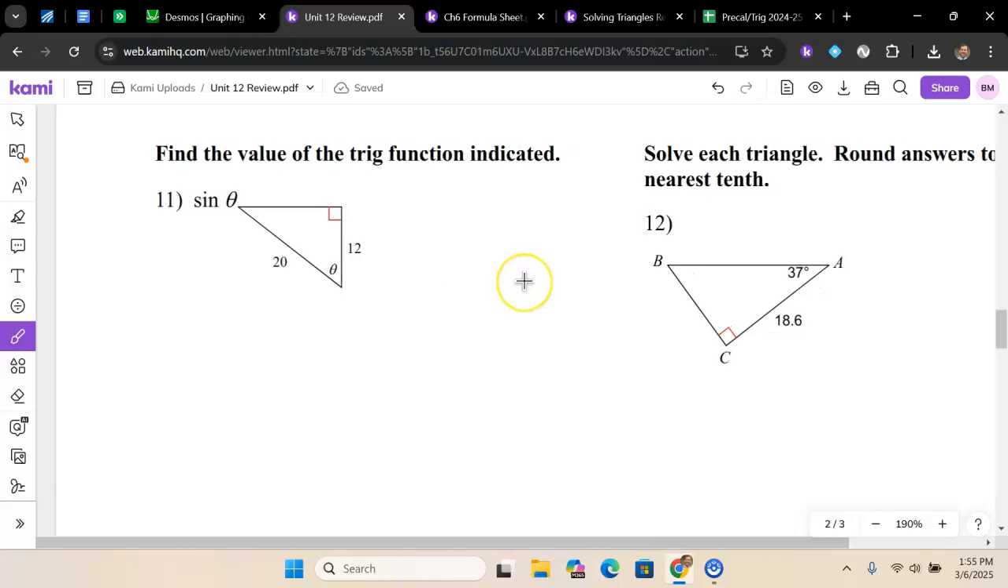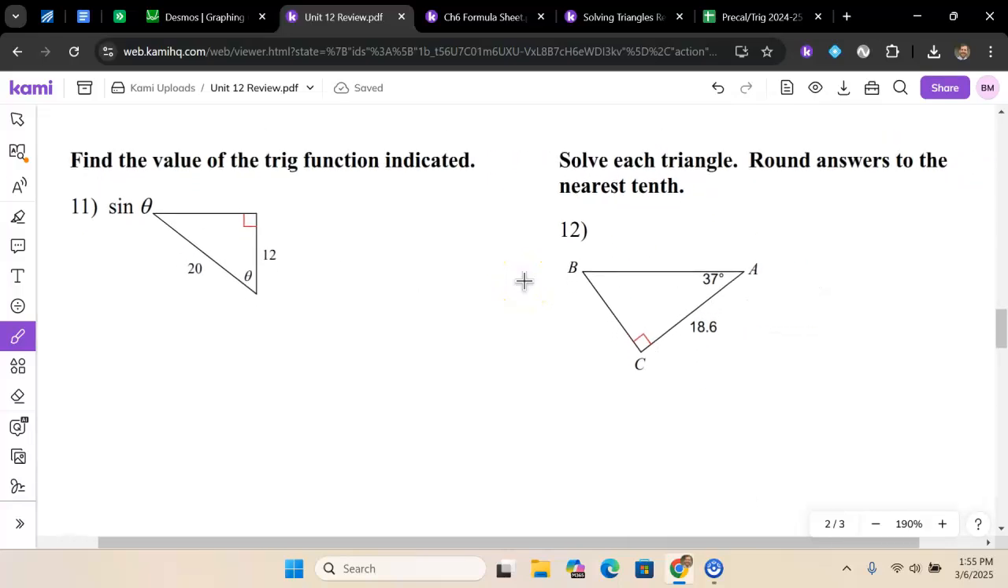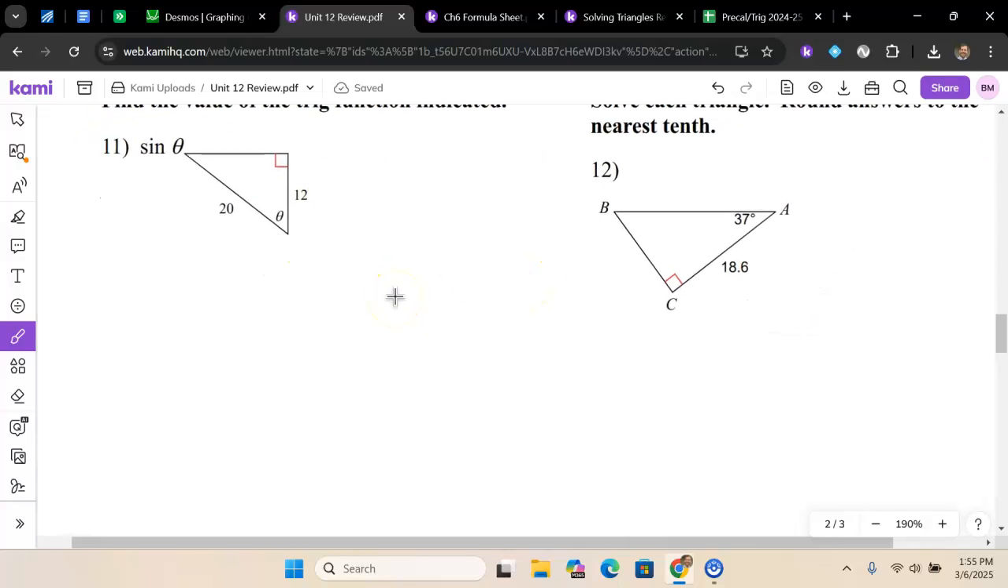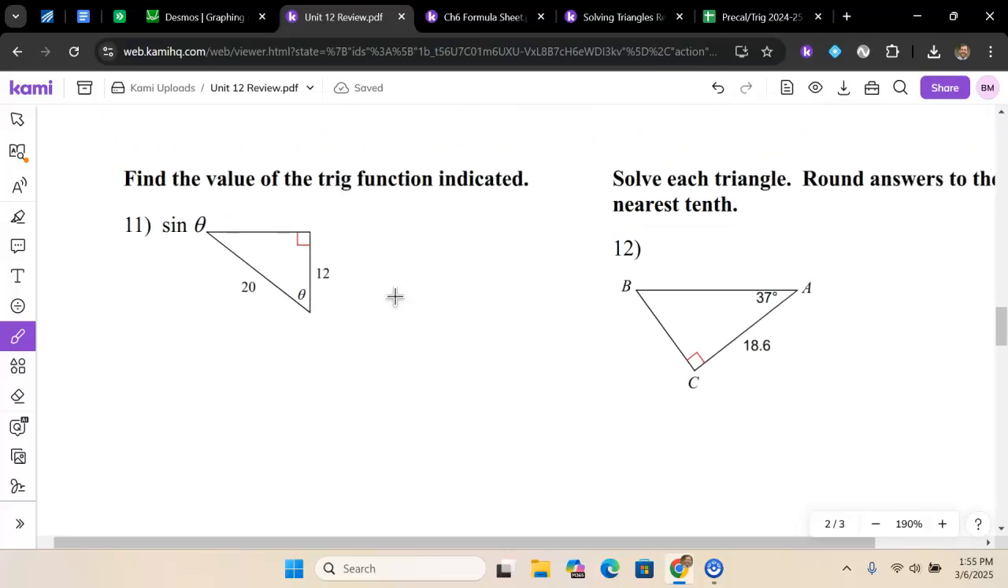After that, we get into finding trig functions of angles. So this is just a SOHCAHTOA problem. If I want the sine of theta, sine is opposite over hypotenuse. Here's theta. I don't have the opposite side length, I have to figure that out. I do have the hypotenuse. It's 20. So to find out that side length, I would just need to do the Pythagorean theorem. The hypotenuse is 20.